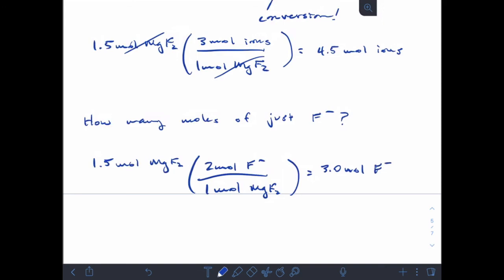Using ratios as conversion factors is the most direct and simplest way to tackle these problems. I encourage you to write these things out, to use labels, actually write the words mole F minus and mole MgF2, because it will help you track down if you make any mistakes. It'll help you make sure that you've got your ratio in the right orientation, all that good stuff. So I'm going to stop this video right here, and we'll pick up in the next video. We'll finally get into talking about concentrations and molarities.